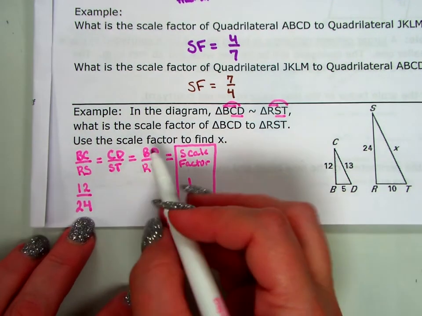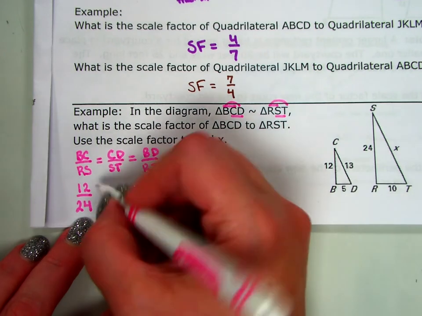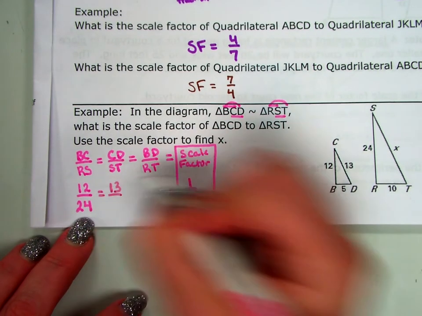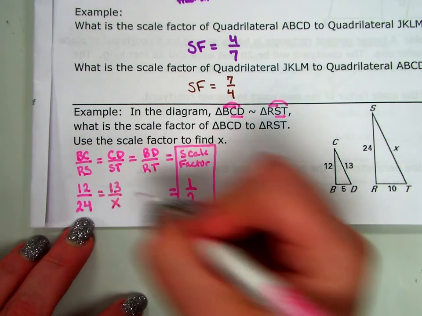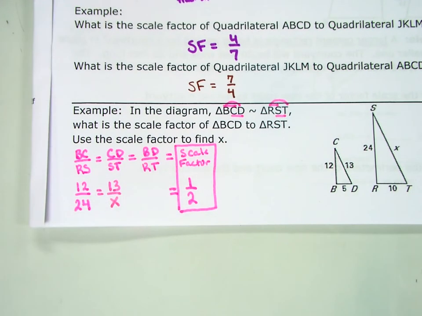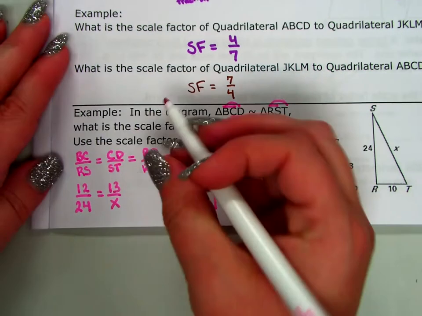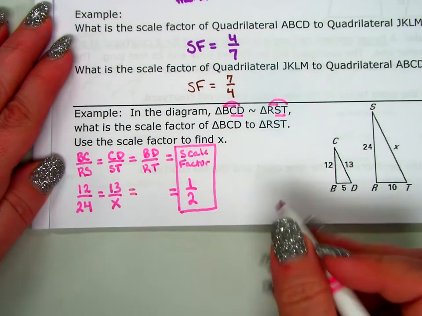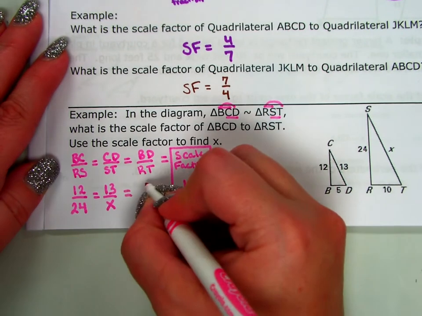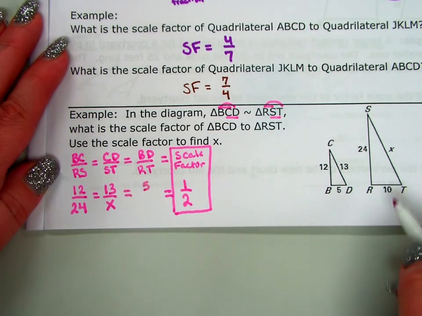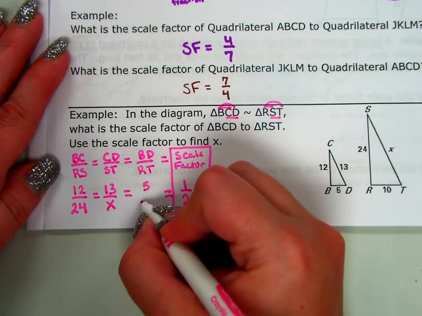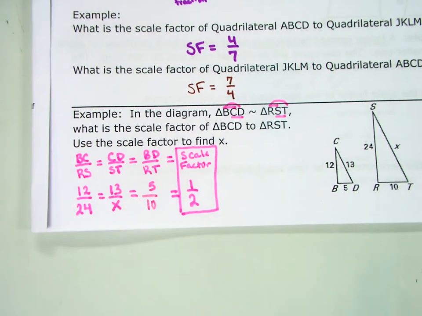Okay? So if I continue filling this in, CD is 13. ST is x. And I know that 13 over x is going to equal what? 1 over 2. They're all going to reduce to 1 over 2. I don't have to fill this one in now because I have enough information to find x. But I feel like it's weird to just leave it blank. So I'm going to fill it in. BD is 5. And RT is 10. Which is just another verification that 5 over 10, yep, 1/2. Yay.